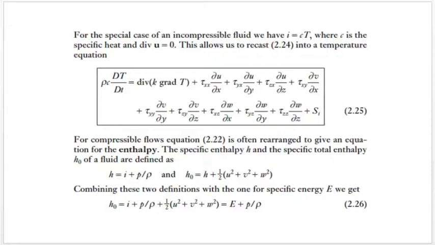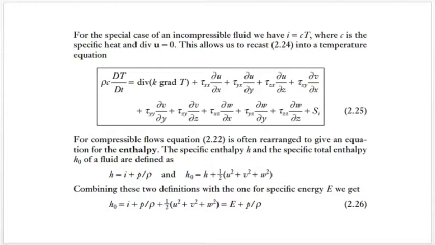For compressible flows, we rearrange those equations for enthalpy and specific enthalpy. This is represented by h. For specific enthalpy, we know h is equal to I plus p by rho. And for specific total enthalpy, represented by h naught, which is equal to h plus half of (u² plus v² plus w²). Substitute this h value in h naught: in that h you substitute I plus p by rho. So that you get a long equation.